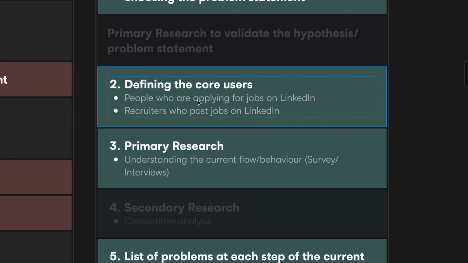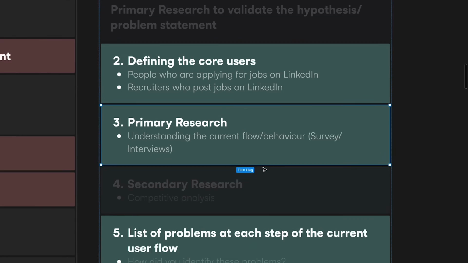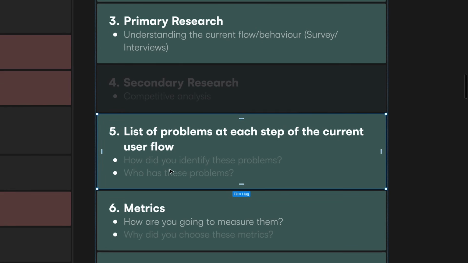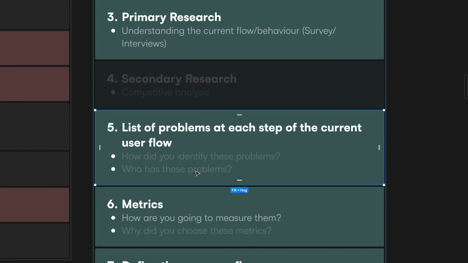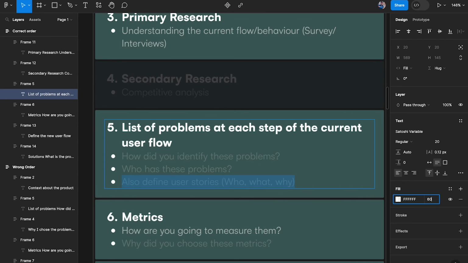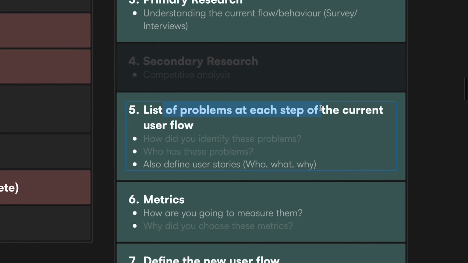So here you define the core users and then you reach out to those core users and then you do the primary research to understand the current flow or behavior, all right? And from each flow, you list out the problems that are there from the current user flow, all right? And then maybe there is a sub step I can add over here, right? So maybe I can come over here. Also define user stories over here, okay? Which is basically who, what, and why. Who wants to do what and why, right? So maybe this can be a part of the list of your problems.